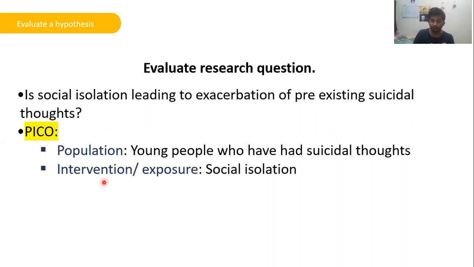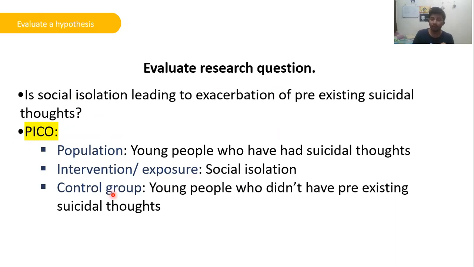Second is intervention or exposure. The people on whom I am doing this, what is different in them than other people? What exactly makes them suitable for my research? What makes them suitable is they are people who are facing social isolation. This is the exposure that is leading to certain outcomes. Then comes the C, or the control group.